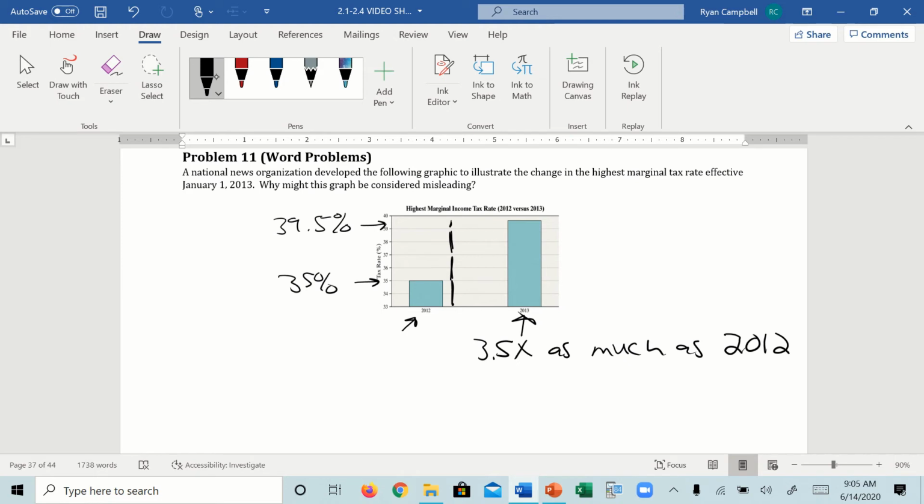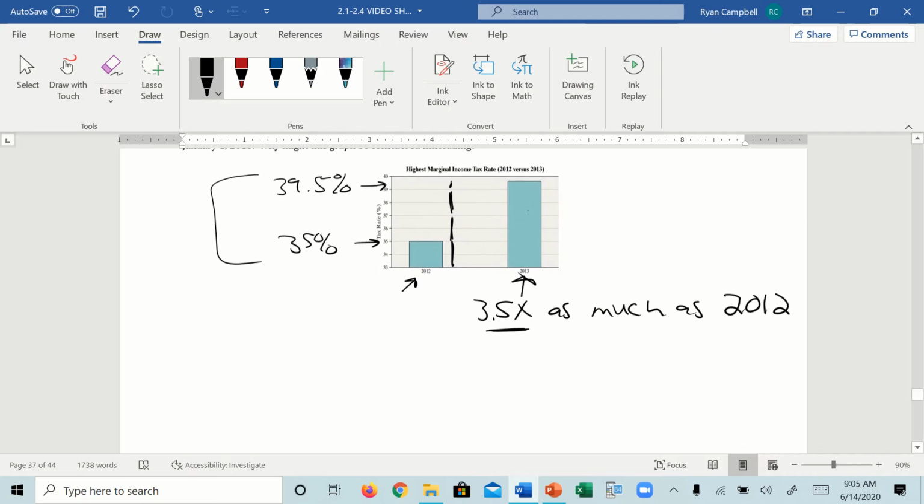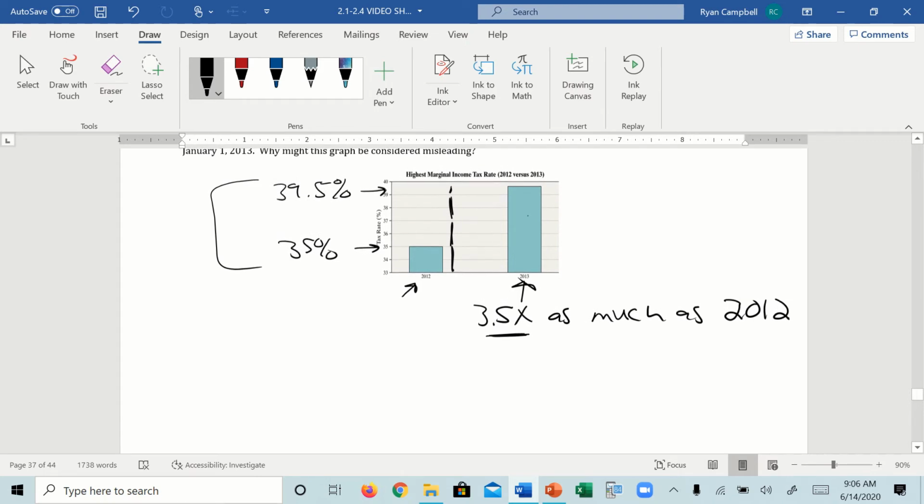Yeah, politics does this all the time, right? Oh, look at how much bigger the tax rate has changed in just 1 year. The new president has changed taxes, it looks like, by 3.5 times as much, but in actuality, it's only about 4 or 5%, right? The reason this is bad is because they truncated the bars. They didn't start at 0, and they didn't tell us that they didn't start at 0.